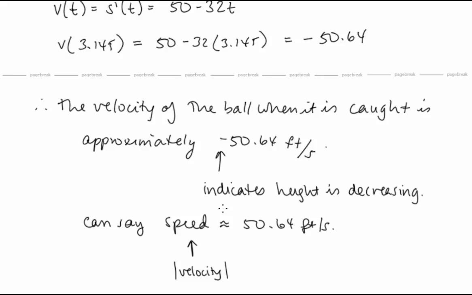So often we talk about speed, ignoring that sign, and so we could say the speed of the football would be 50.64 feet per second. So the speed is the absolute value of velocity. I know the numbers in this problem weren't so great, but I wanted to try to make it a little bit realistic. Most of the numbers in your textbook are going to be a little bit easier to work with.